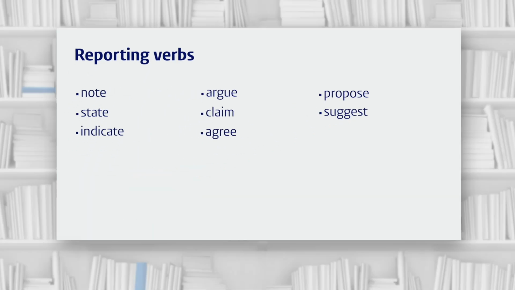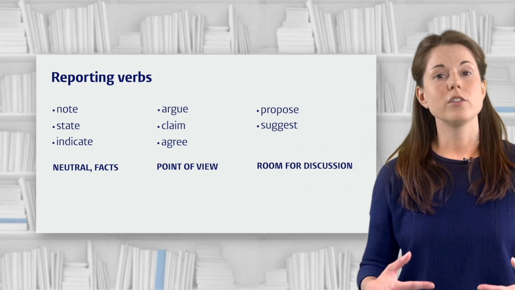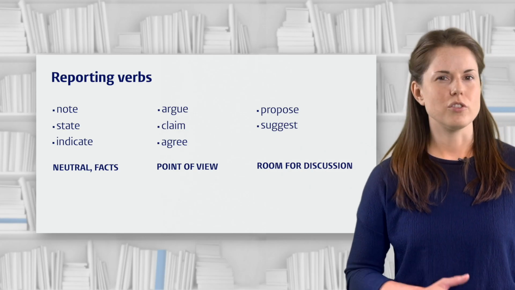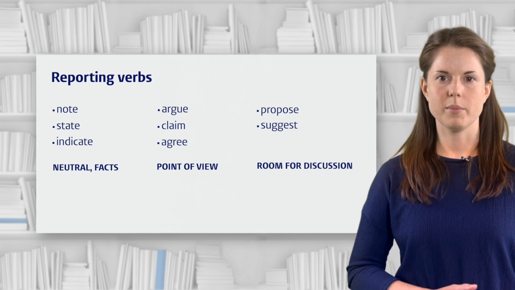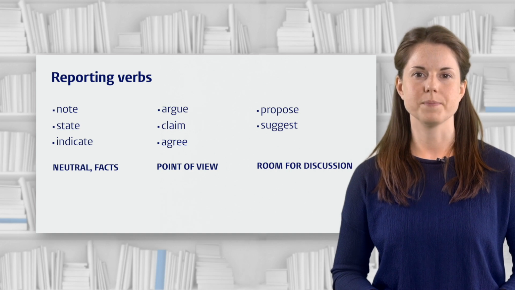Some of these verbs, such as note, state, and indicate, are fairly neutral. Meanwhile, verbs like argue, claim, and agree highlight that the source is putting forward a point of view rather than just stating facts. Then we have verbs like propose and suggest, which show that the author is leaving some room for possible disagreement or discussion. So, when you're using reporting verbs, make sure to carefully consider which verb is the most appropriate to express how your source relates to what you're writing about.